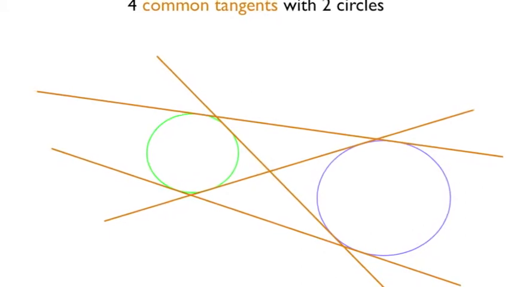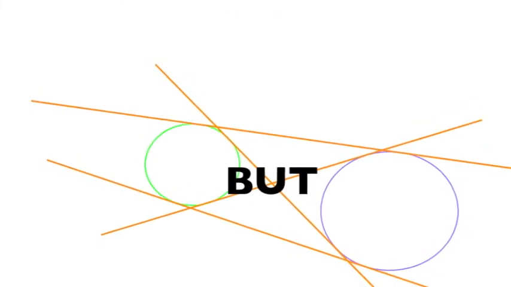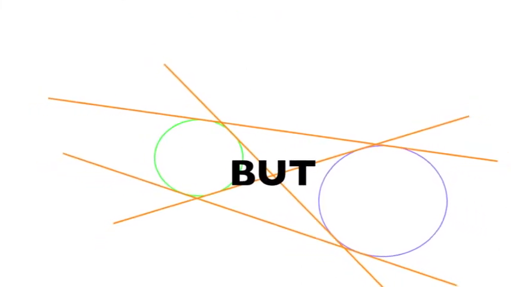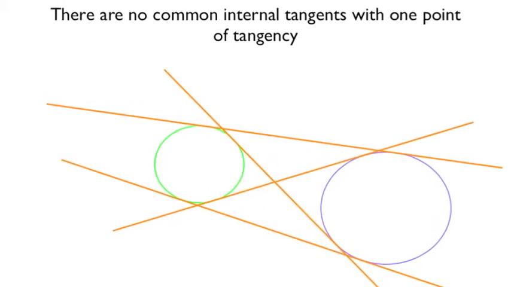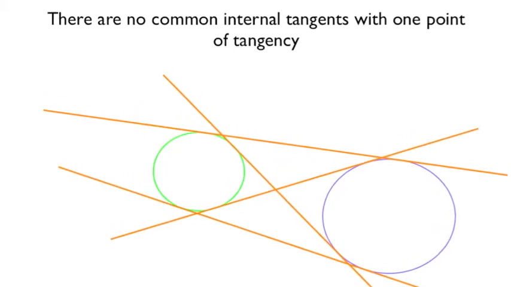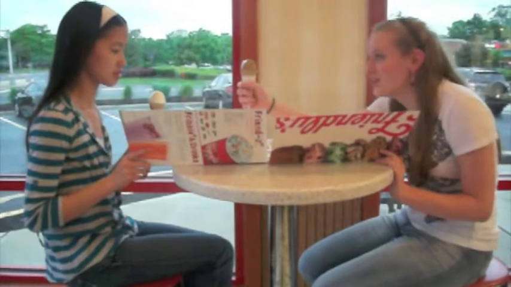Two circles can have several common tangents, but just having common tangents doesn't make them tangent circles. They must have an internal tangent that shares one point of tangency on both circles. Oh, I see now. Well, I guess it's a good thing we got confronted today, or I would have never understood the lesson in geometry.